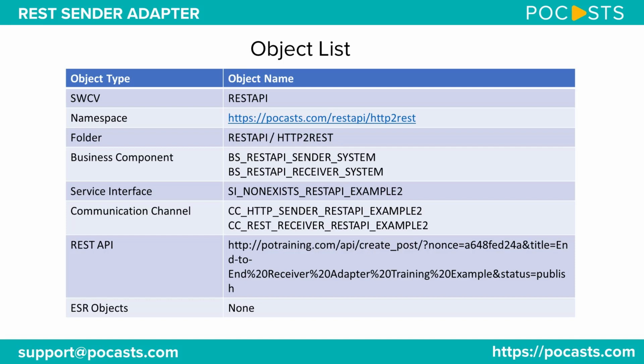The ESR objects is none. Basically, I'm not going to create any of the objects because I'm going to use the HTTP sender. Then I'm going to use a test messaging tool from PIMon to trigger the message to this HTTP sender, and then I'm going to send that data to create a post in WordPress using the REST API in WordPress. Okay, so let's go ahead and create the interface. Before that, I'm going to show you what that REST API is and also what the plugin is that I've installed on WordPress.